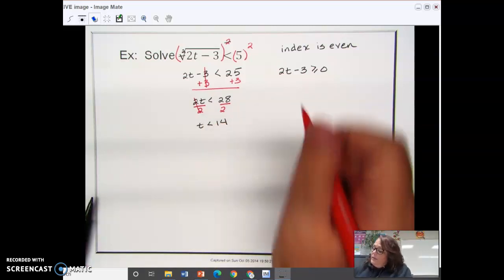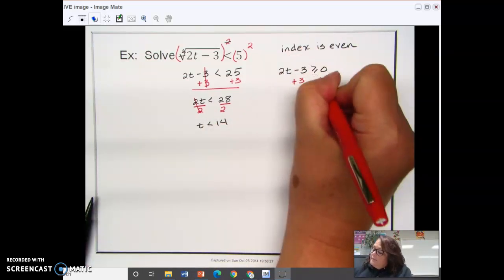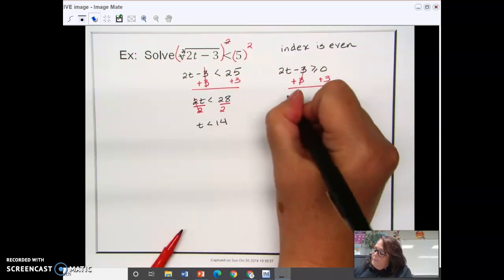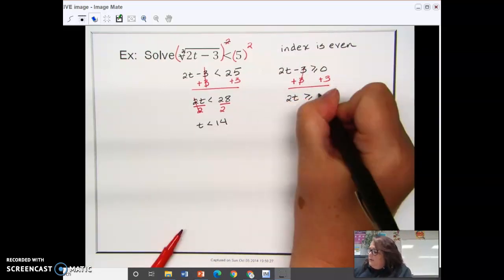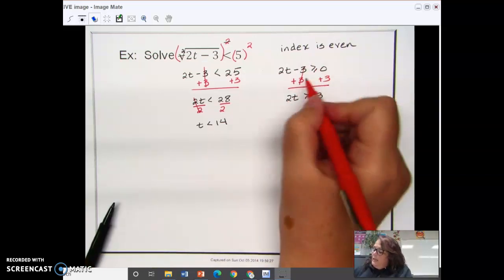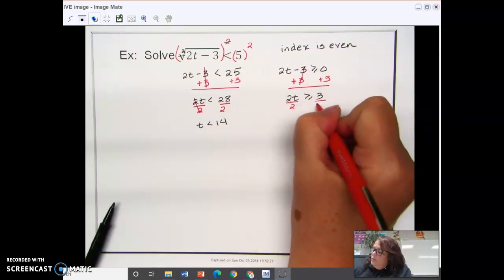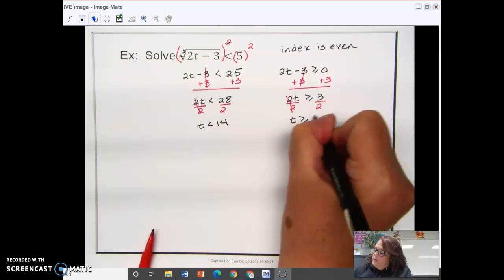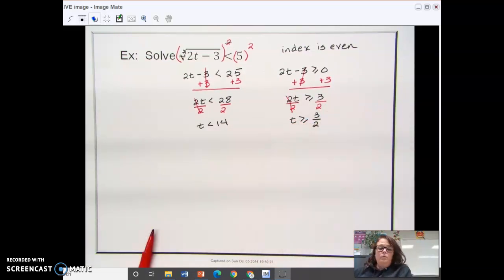So if I add 3 to both sides, we get 2t is greater than or equal to 3. And then if I divide both sides by 2, we have t is greater than or equal to 3/2, or you could call it 1.5. That's totally up to you.